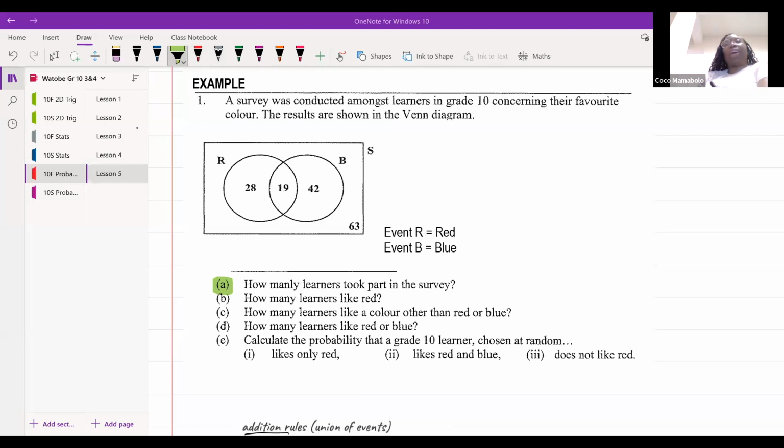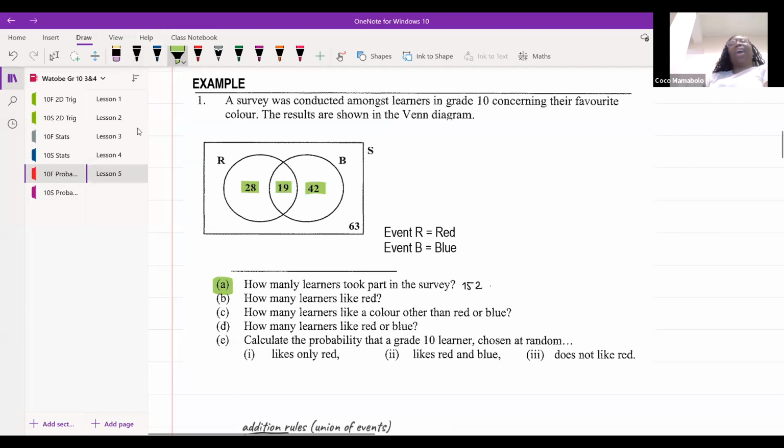How many students took part in the survey? I see Jessica saying 89 students. How are we going to find that 89? It needs to be 63 plus 28 plus 19 plus 42, and all of that together must give us 89. It should be way more than 89, I think. I'm seeing 105. Or did you guys forget about the 63 sitting here on the outside? I have a feeling all of you forgot about the 63 sitting on the outside. That means that those people don't like red or blue as a color, correct? It's 152, right? So our sample space is 152 students.